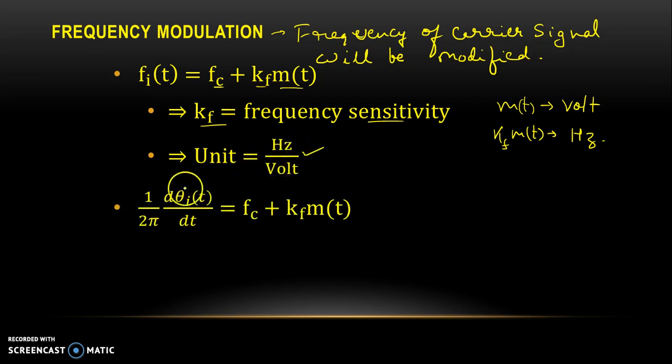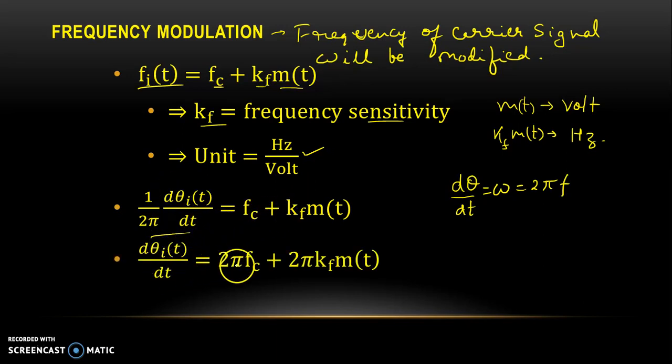Moving further, in place of this fi, I can write 1 upon 2 pi d theta by dt. We just discussed that d theta by dt equals omega, which equals 2 pi f. So I have shifted this 2 pi to the denominator, and f is 1 upon 2 pi d theta by dt, which equals fc plus kf into m(t). Now if I shift this 2 pi from LHS to RHS, I get d theta by dt equals 2 pi fc plus 2 pi kf into m(t).